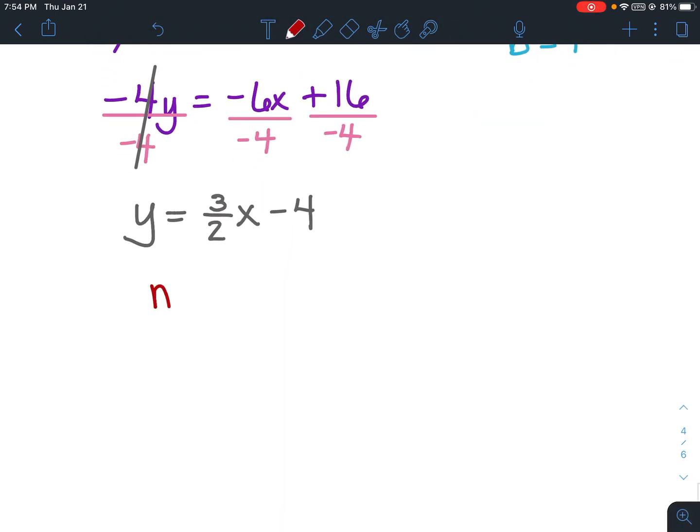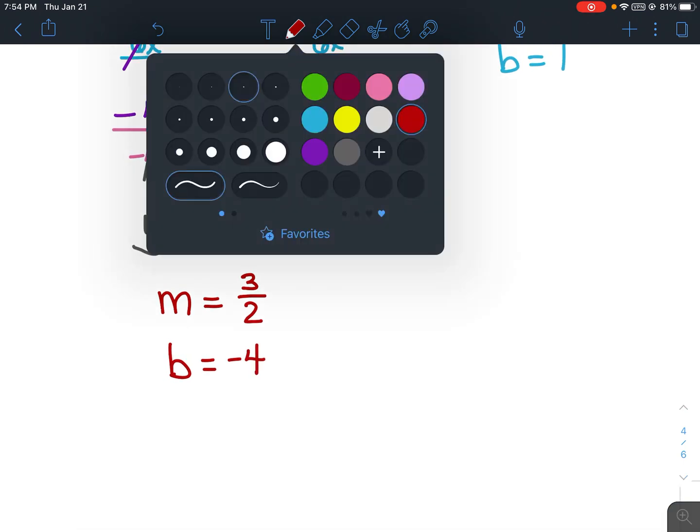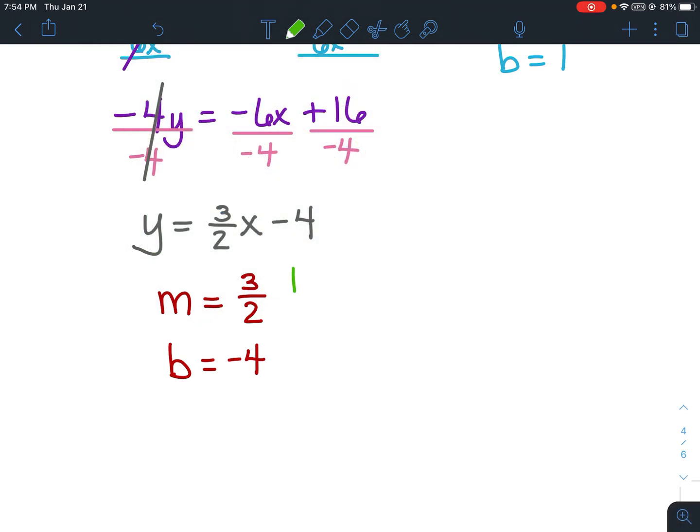So the slope of this equation is the number in front of x, 3/2. And the y-intercept is after the x, which is negative 4. We have a positive slope, so it will go up 3 and to the right 2.